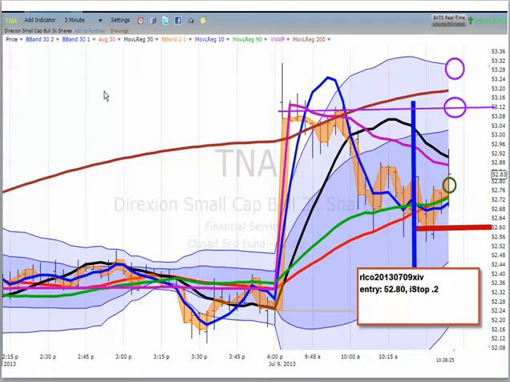Our opening trade was in XIV, that's the inverse VIX ETF. We're looking at 3-minute charts. This is the gap up opening.